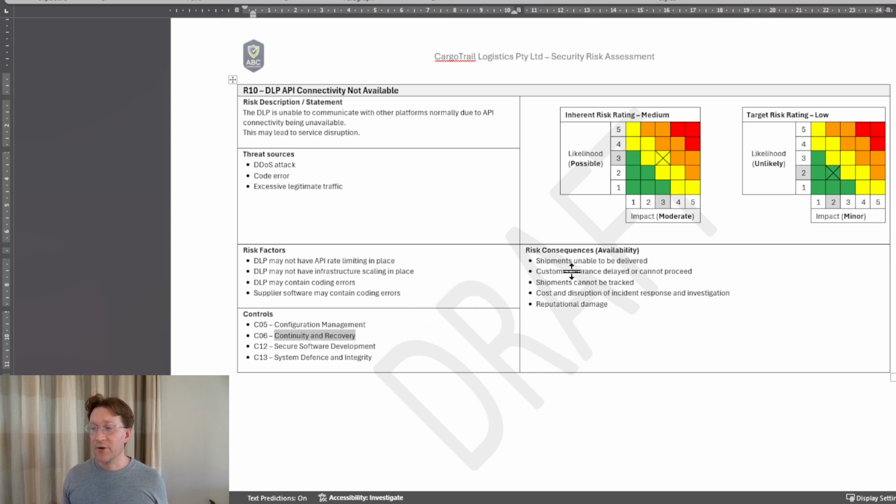From the continuity and recovery control, we might have a different way of doing customs clearance. Maybe we simply email the customs people the documents instead of having to use an API to have the DLP and the customs clearance software communicate automatically with no human involvement.